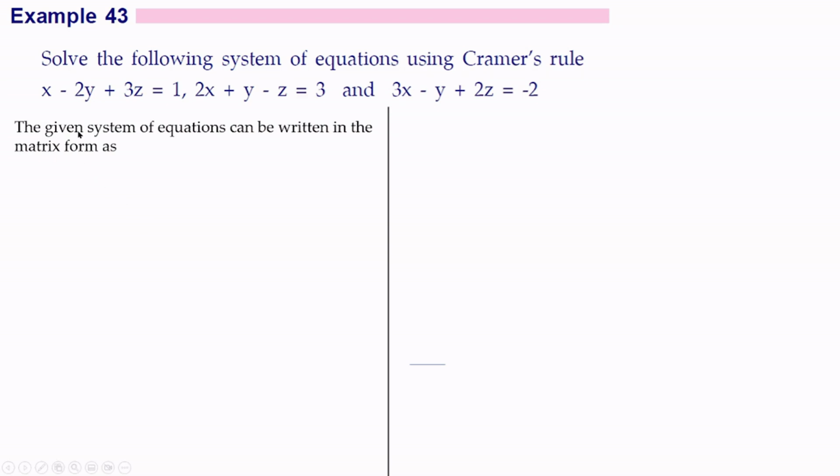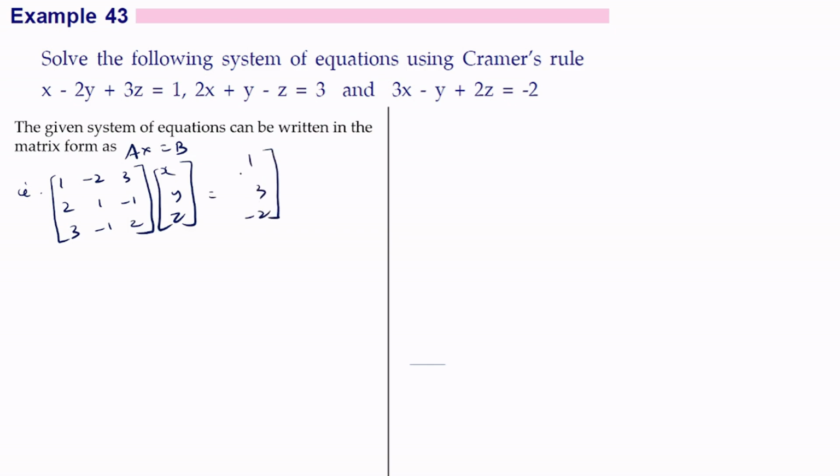Next we have the next question. Solve the system of equations using Cramer's rule. So we have three equations in three unknowns. The given system of equations can be written in the matrix form as Ax equal to B. That is 1, minus 2, 3, 2, 1, minus 1, 3, minus 1, 2 into x, y, z equal to 1, 3, minus 2. Now let us find delta.